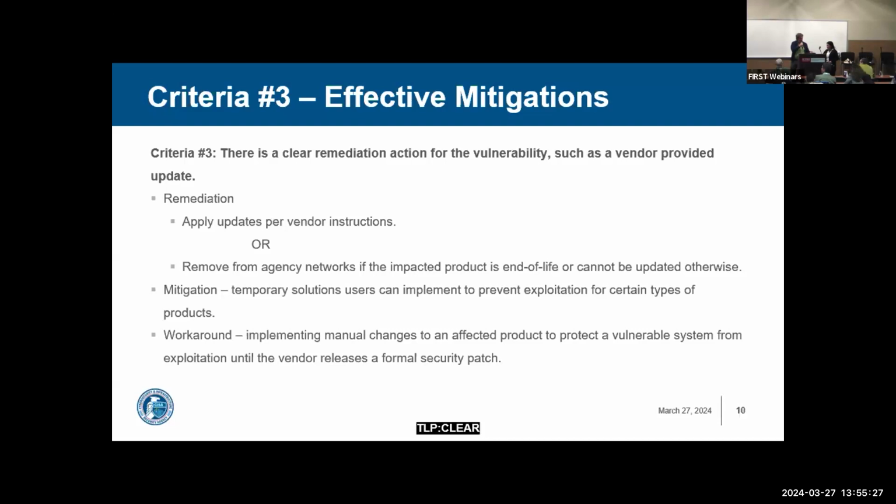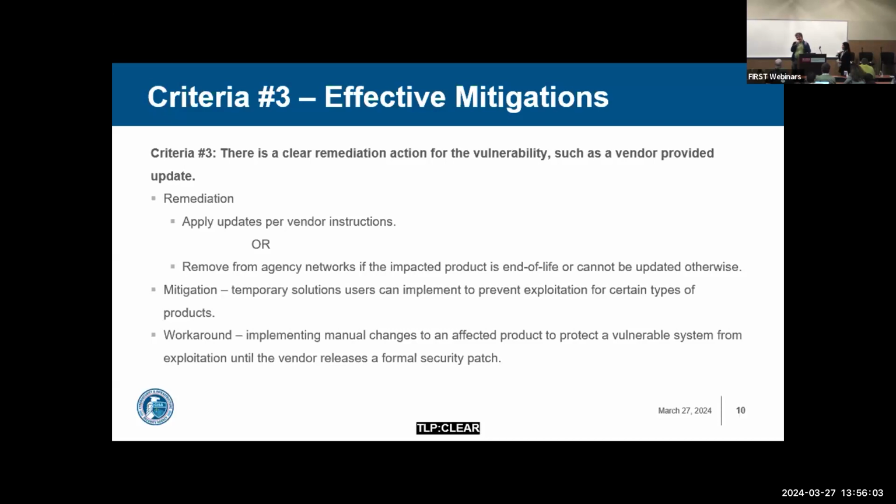Effective mitigations. What counts? Almost always when you read the KEV, we're going to tell you, apply the updates provided by the vendor. If you can't, take the thing off the network. End of sentence. This counts for most everything. This is also, like CVE, pretty easy usually. Sometimes things get weird though. If the story's too good, you should just jump into the story of things that don't count for effective mitigation.